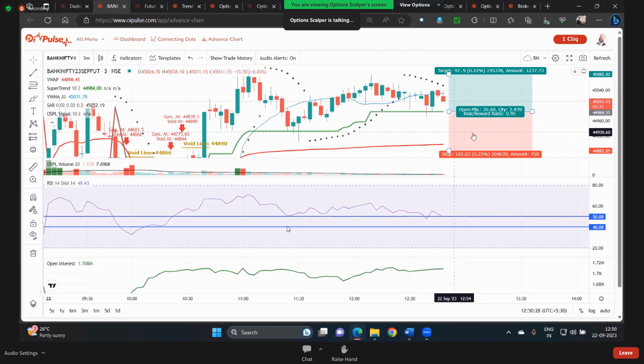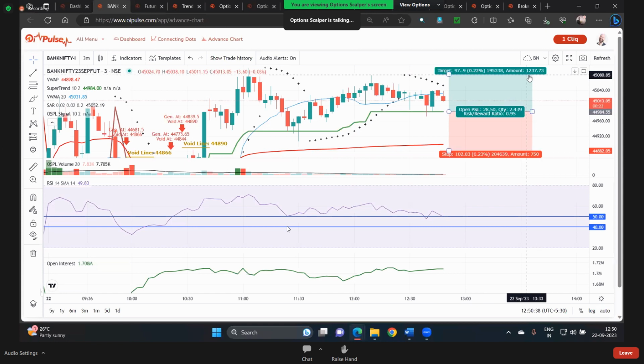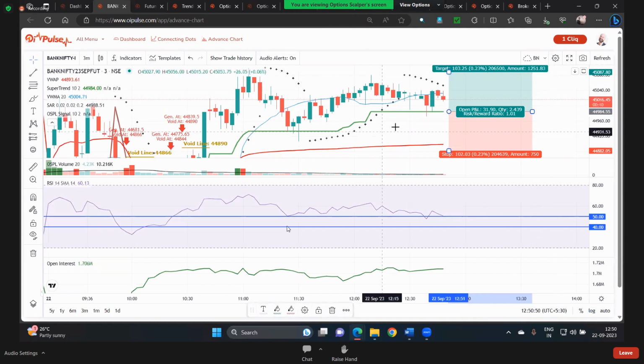Don't, as you are experienced, you will be playing a different setup altogether. But when you are playing like this, you will be able to make around 1,200 as a profit. Loss would be around 750 if you are entering in this particular area. Okay, so it will give you the risk reward ratio as well. Whatever you are feeling, you can take it. Clear?